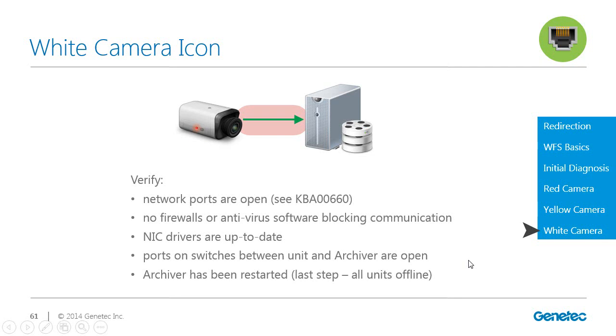Now once that's been checked, we should also try to restart the server the archiver is running on. Now this really is a last step, since it will affect all the cameras associated with that particular archiver. Now if we're still getting a waiting for signal message, we should contact the support department to have a look.